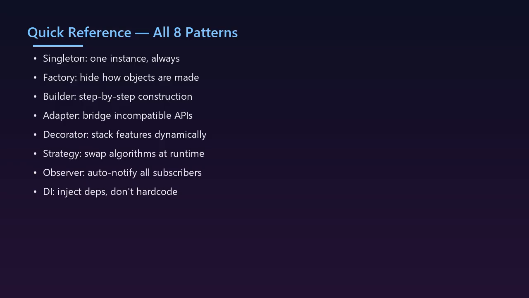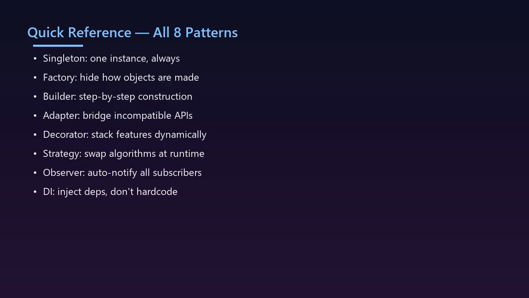Quick reference. Singleton, one instance, shared everywhere. Factory, client says what, factory handles creation. Builder, construct complex objects step by step, no messy constructors. Adapter, make old code work with new interfaces. Decorator, add features by wrapping objects, no class explosion. Strategy, swap algorithms without touching context code.